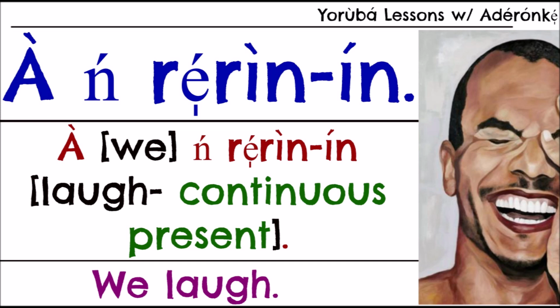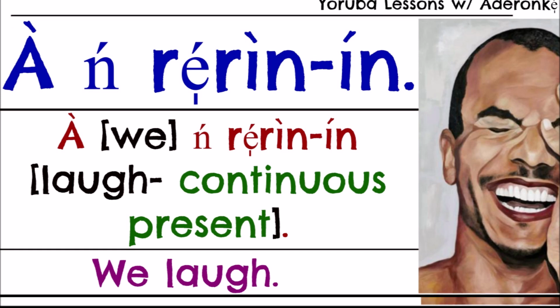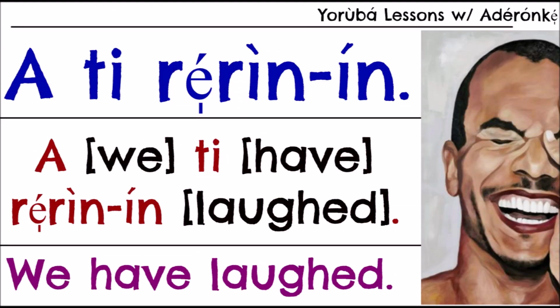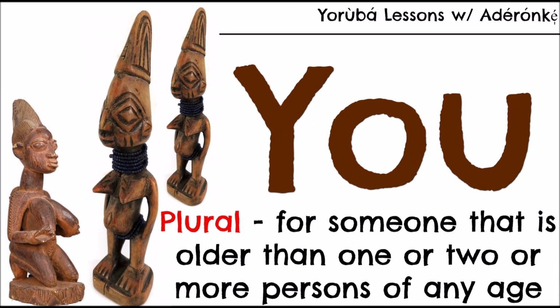So continuous present is something that we're able to do. A n rerin could be we are laughing. It could be we laugh. A n rerin lowolowo would be we're laughing presently. A n rerin, we laugh, we're laughing. And then when you say a ti rerin, we have or we had laughed. So a ti rerin, we have laughed, we had laughed. Moving on, we have you here.